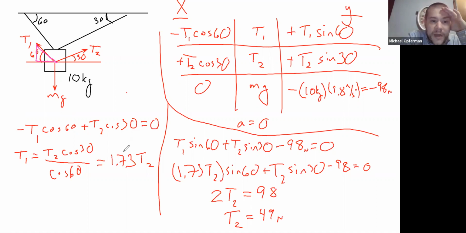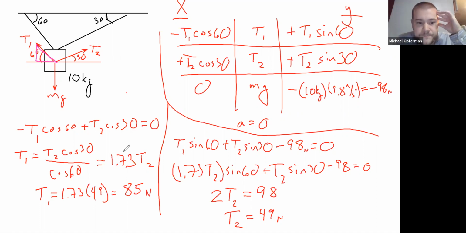And now I bring that back over to the other column, and I get T1 equals 1.73 times 49, which is about 85, if I round to two significant figures. So there's my two tension forces.